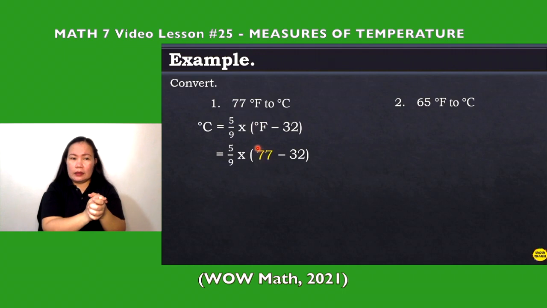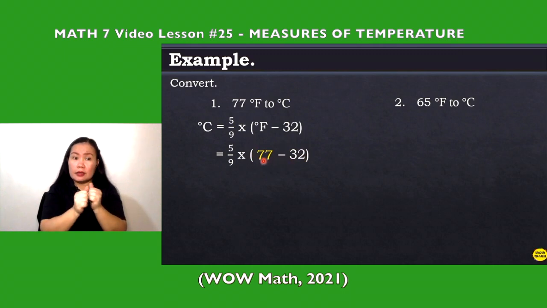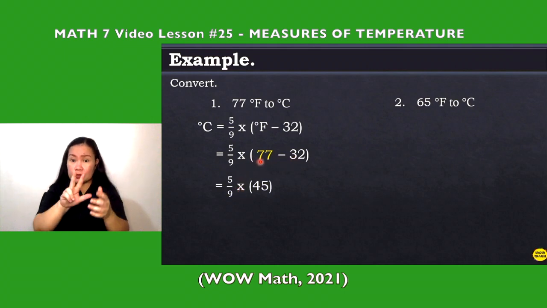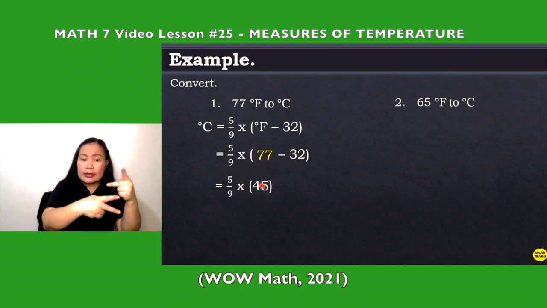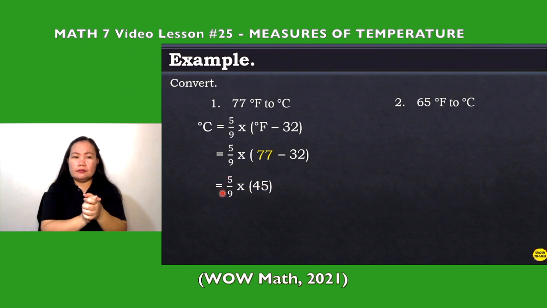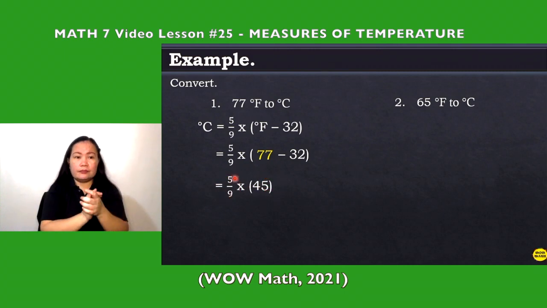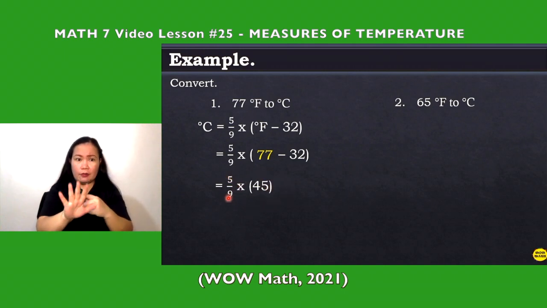Okay? Now, since naka-group sila, enclose sila sa parenthesis, ibig sabihin, you have to perform this first. Ito dapat muna. So, we will have 5/9 times 77 minus 32, that is 45. Now, this time, we have two ways in solving this. Pwede ka mag 5 times 45 divided by 9. Pwede rin naman ito.